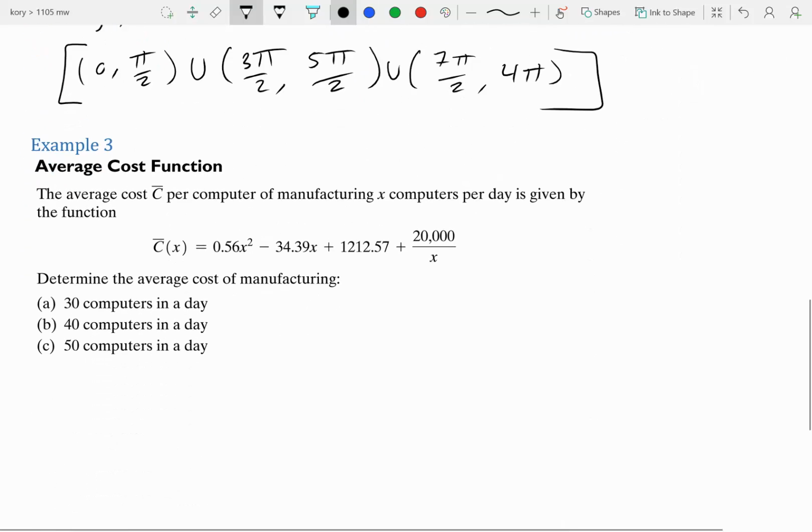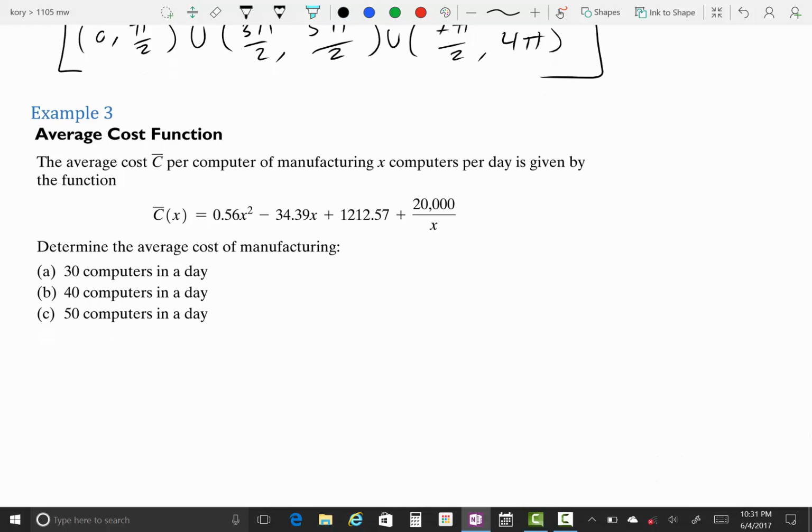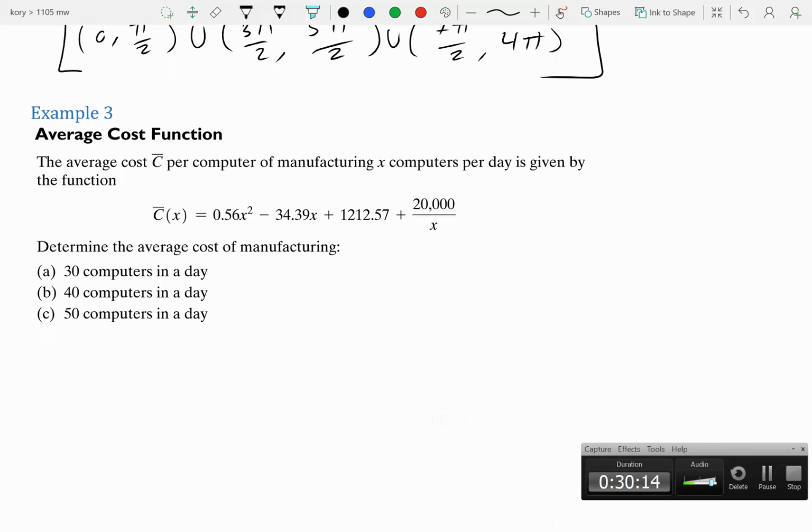Alright, last example. How many minutes are we on this thing? 30? Wow. Alright, so last example, and then we are done.